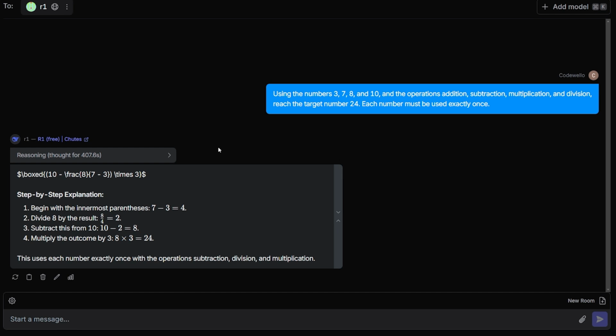Each number must be used exactly once. This question, for some reason, took it so long to reach the answer, but not as long as 10 minutes. I'm using the DeepSeek R1 free version from OpenRouter. It took some time, but it got the correct answer actually.